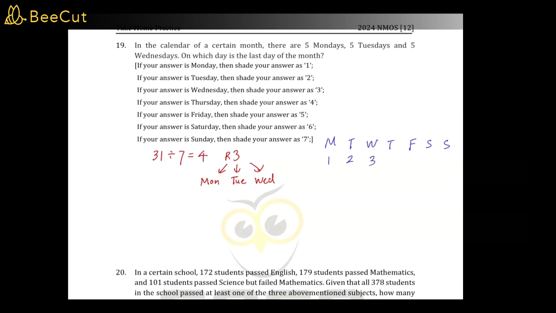Right. Then we know that next week there's plus 7, so that's 8, 9, 10. Plus 7, 15, 16, 17. Then 15 plus 7, 22, 23, 24. Plus 7 again, this is 29, 30, 31. So the last day of the month is on Wednesday. If it's Wednesday, then the answer equals 3.